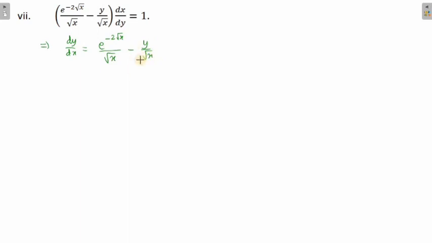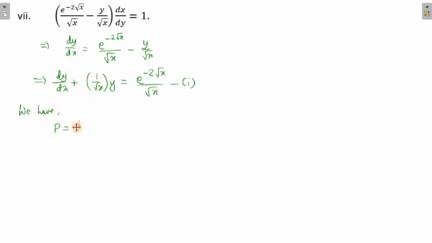So I see that I'll be able to reduce this to the general form. Okay, so we have dy by dx plus, you must have Py, isn't it? So bring this out here, you can write this as this much, and this is here on the right hand side. All this is equation number 1. So what will be my P? P will be 1 by root x, and my Q is going to be e to the power minus 2 root x by root x.